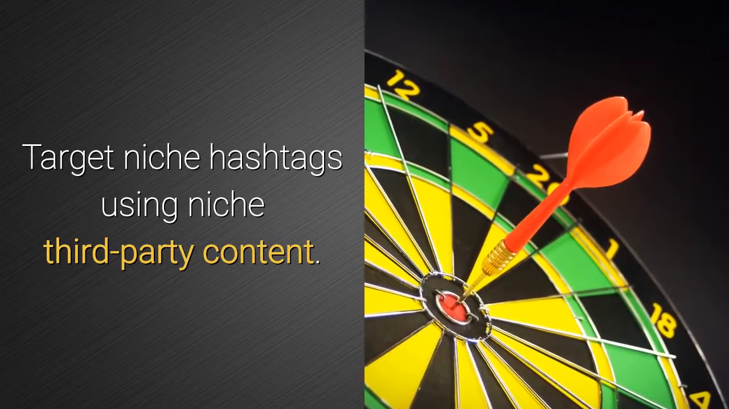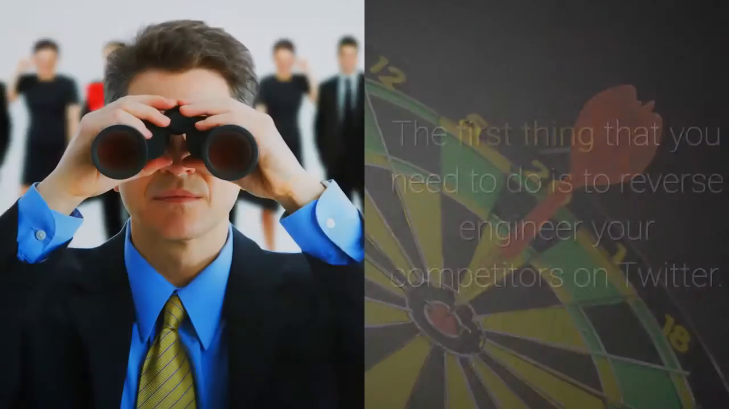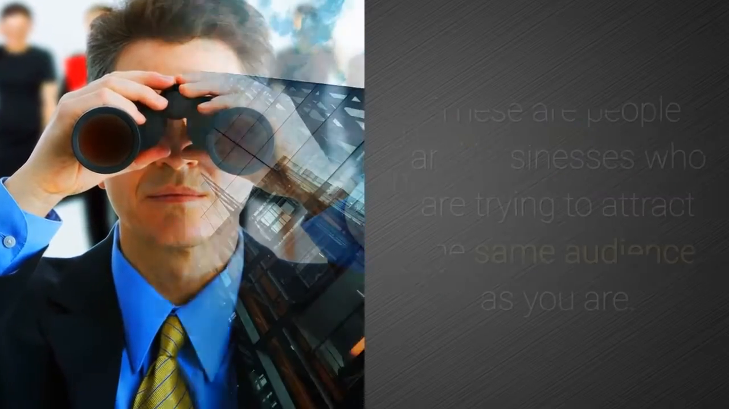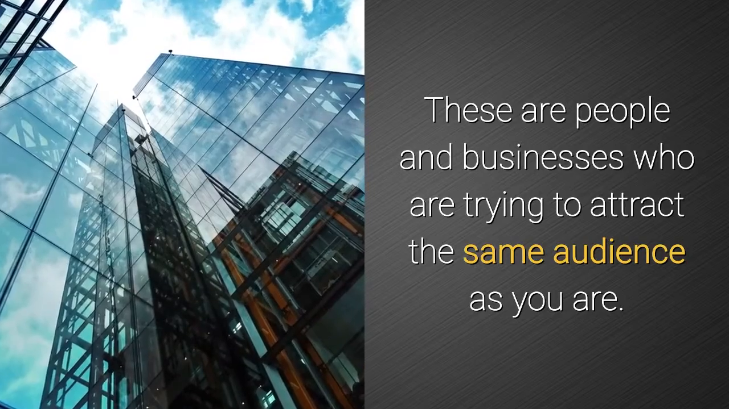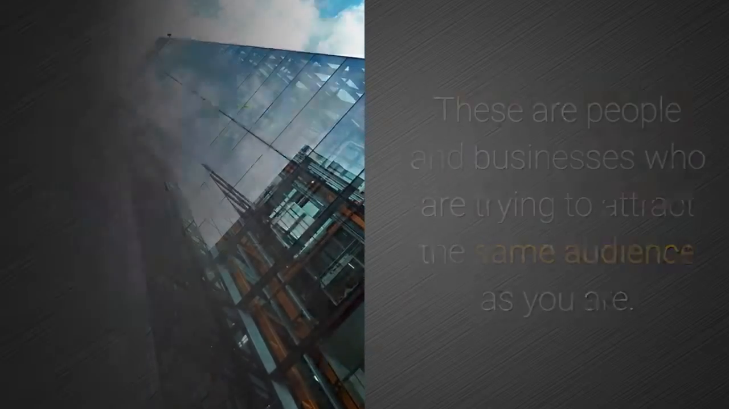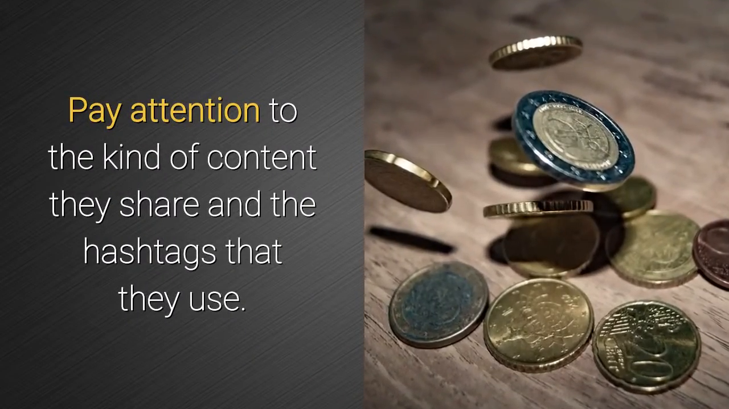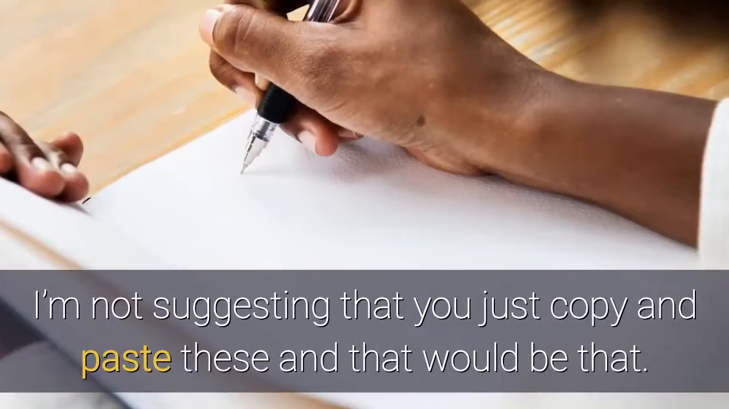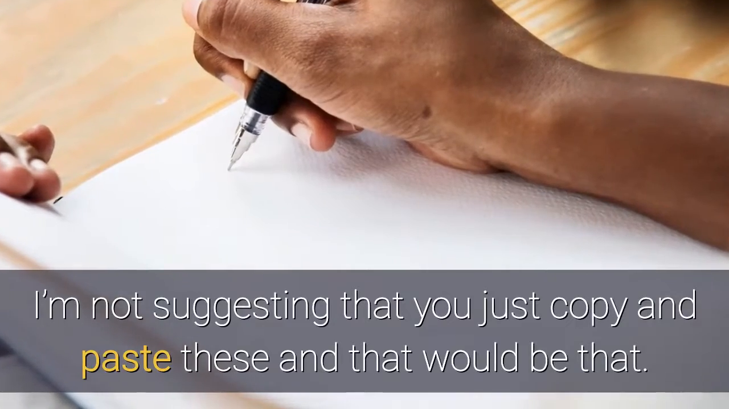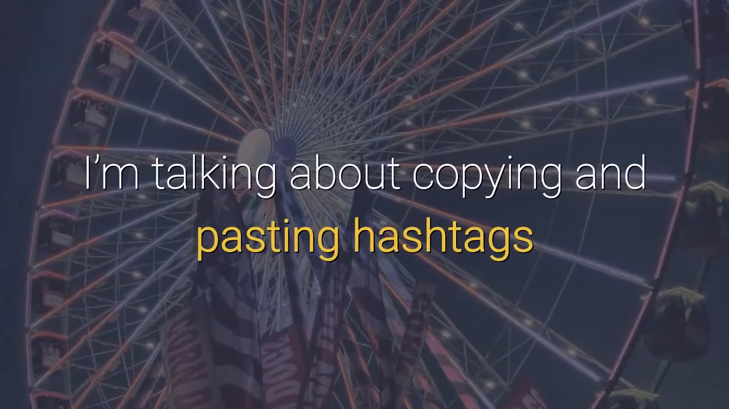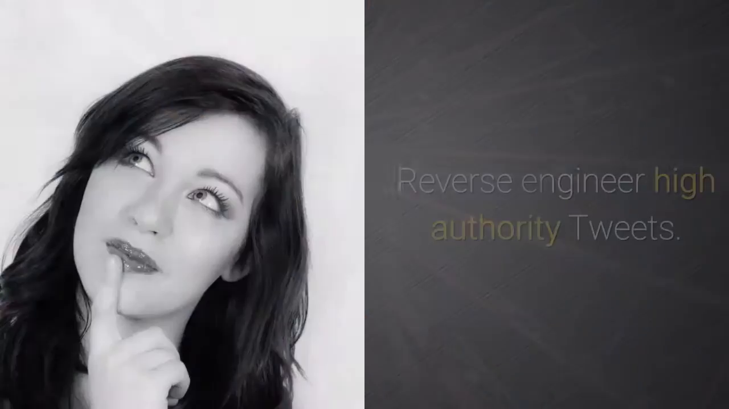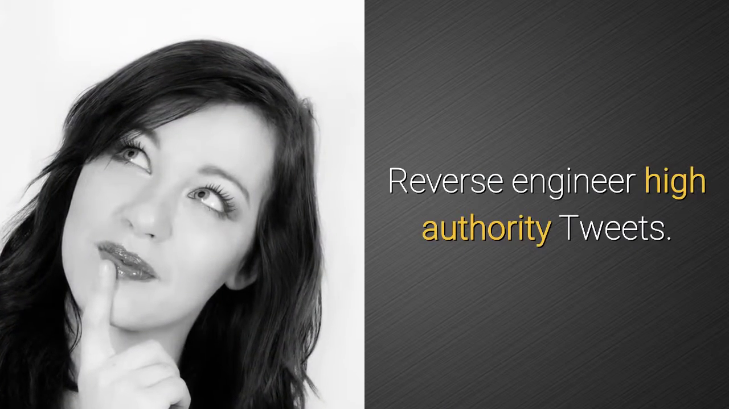Target niche hashtags using niche third-party content. The first thing that you need to do is to reverse engineer your competitors on Twitter. These are people and businesses who are trying to attract the same audience as you are. Pay attention to the kind of content they share and the hashtags that they use. Copy these. I'm not suggesting that you just copy and paste these and that would be that. I'm talking about copying and pasting hashtags and pairing them up with third-party content that is similar in subject matter and theme.